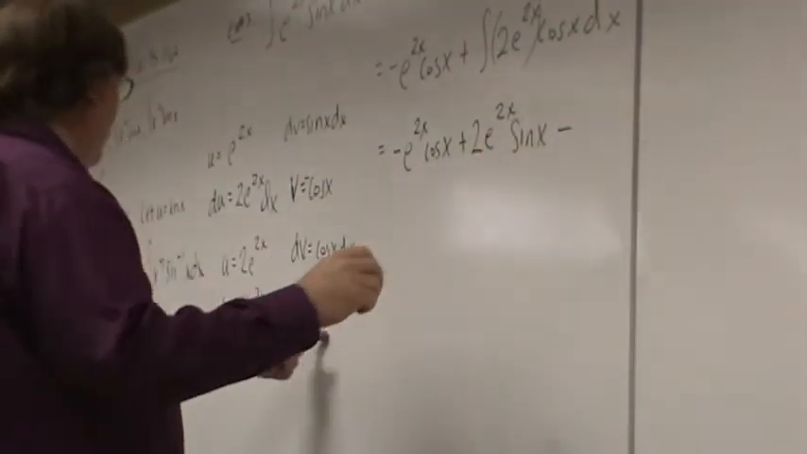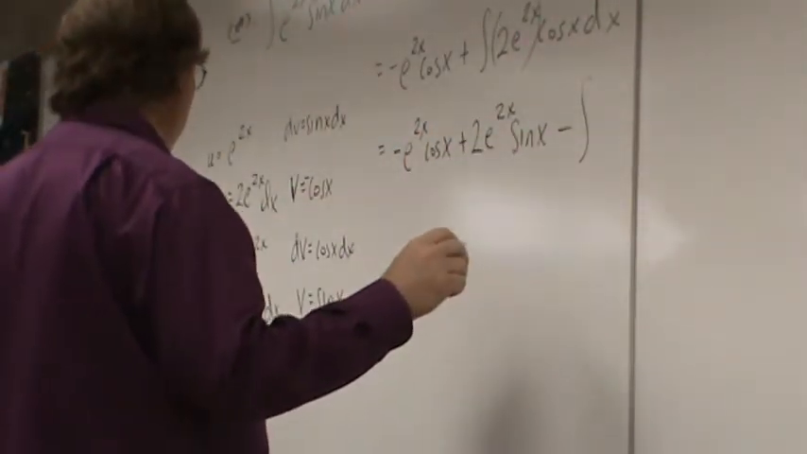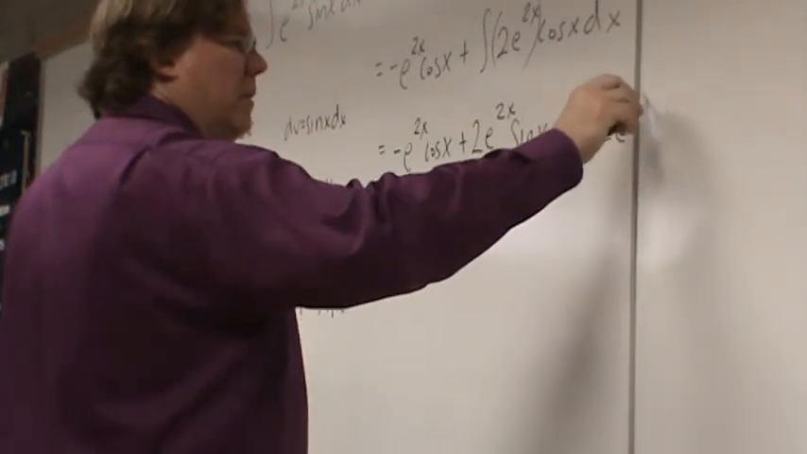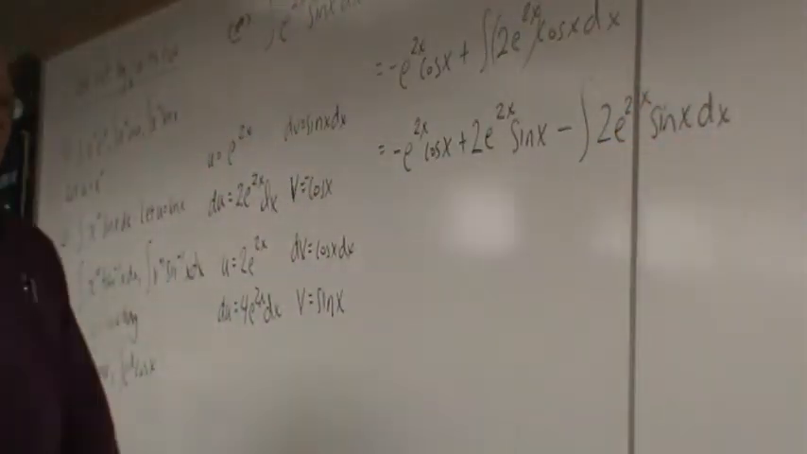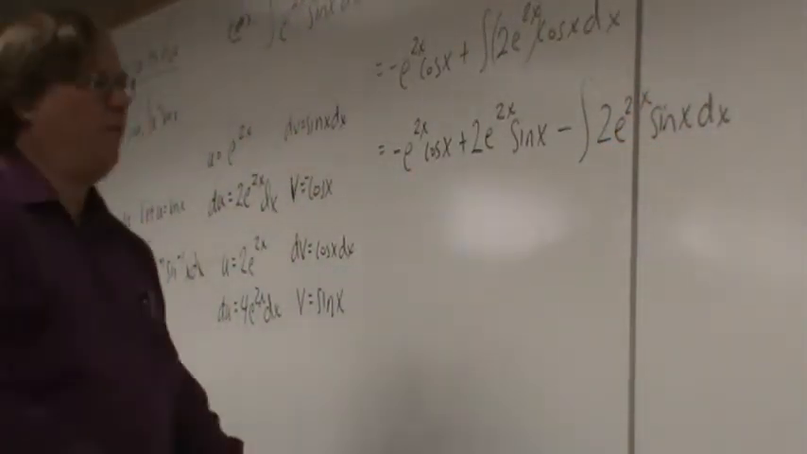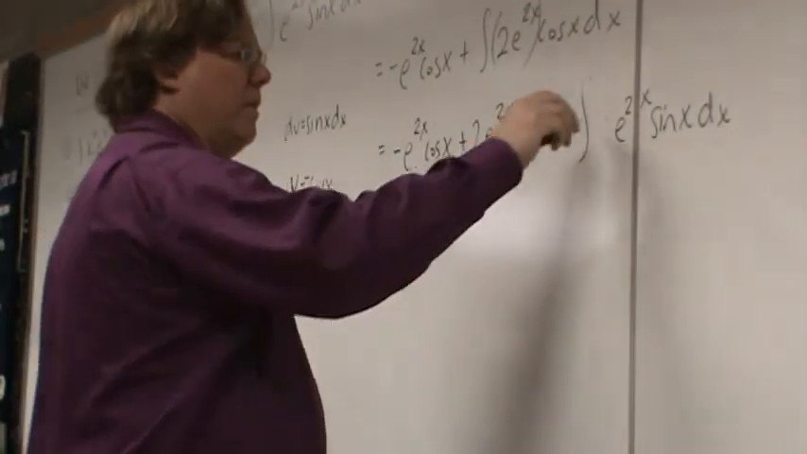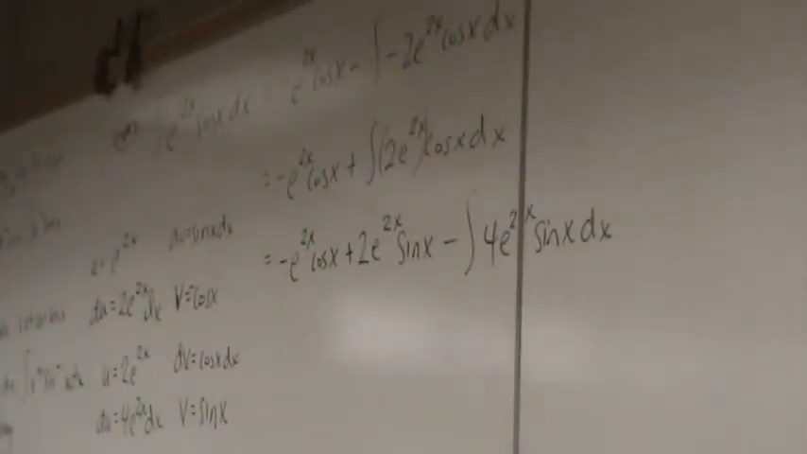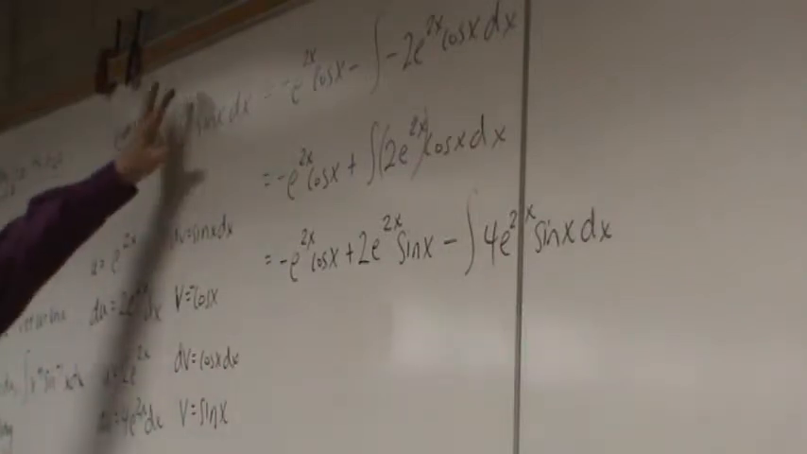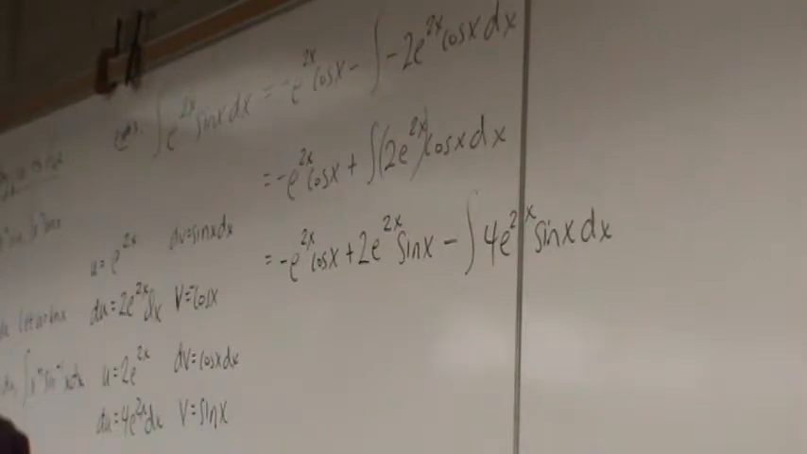And then minus the integral of v du, minus the integral of 2e to the 2x sine of x dx. Oh wait, v du, that's 4, my bad. So now I've got this thing equaling this thing. What would you have me do next?